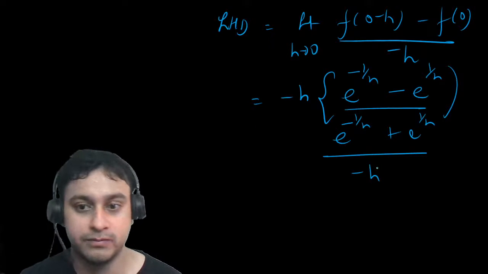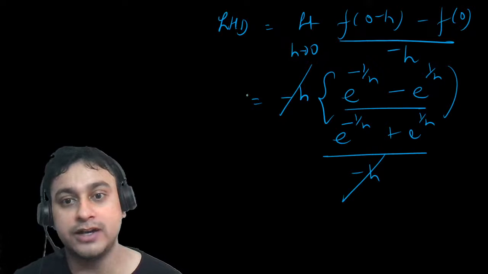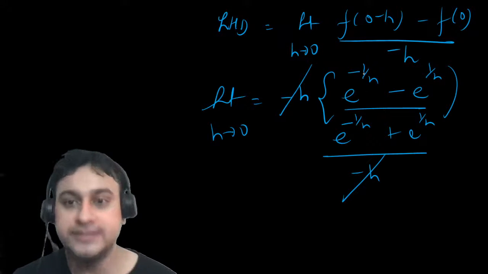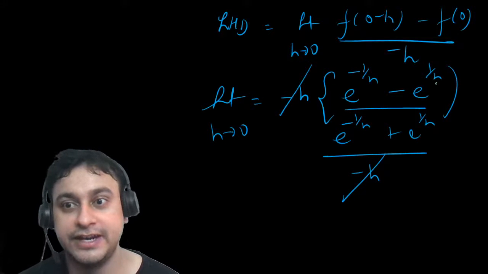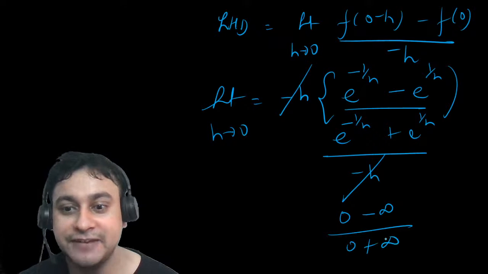Minus h, right? So minus h will cancel. Now, guys, this is what? Limit h tending to 0. So this is 0, this is infinity. So it is 0 minus infinity upon 0 plus infinity.